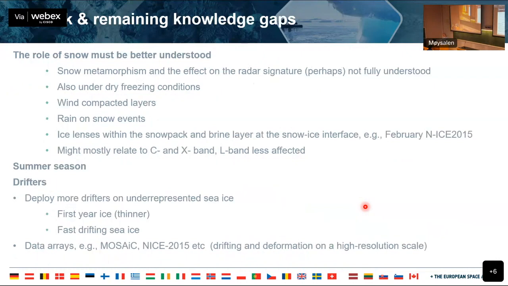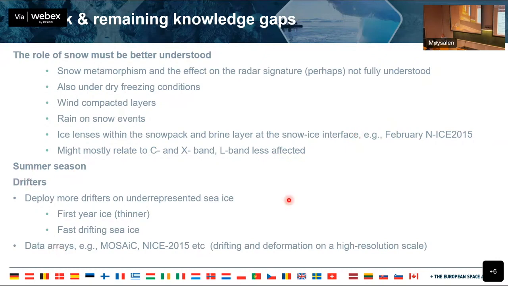And we need to understand the role of snow better. So, how is the snow morphism affecting the radar signature? Wind compacted layers, rain on snow events, ice lenses. We saw ice lenses already in February during N-ice. We had ridges that were 1 meter thick that we couldn't see, because there was an ice lens of 3 centimeters thickness, 1 meter up in the snowpack. Those ridges were not seen because, according to the SAR, they didn't exist. How do we deal with that?